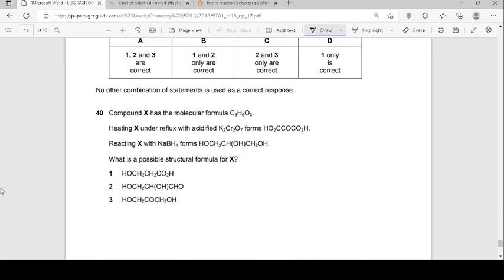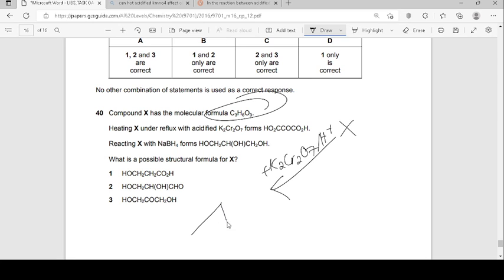Last question. Compound X has the molecular formula C3H6O3. Beautiful. Heating X under reflux with acidified K2Cr2O7 forms what? It forms a 3-carbon compound which has a COOH carboxyl group here, and then you have a C=O as well, so you get that, okay?